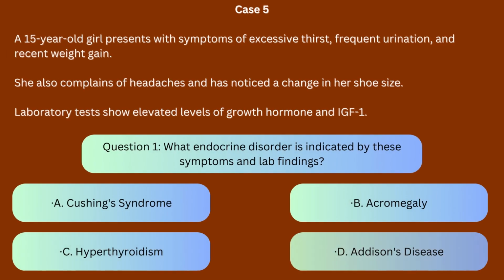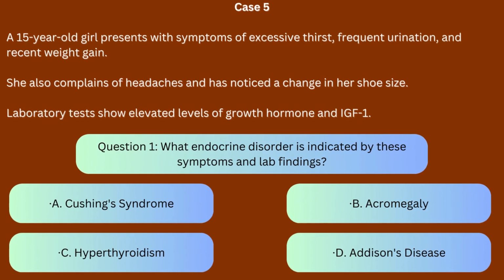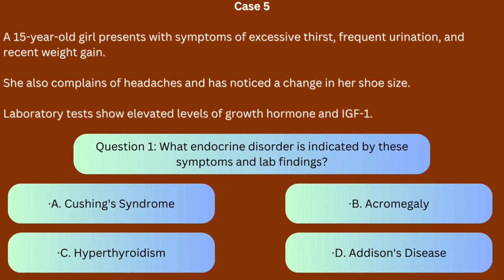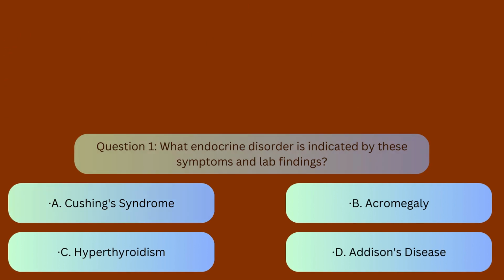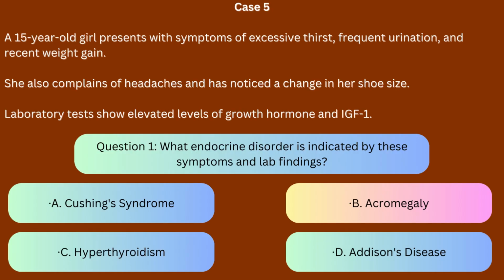Question number 1. What endocrine disorder is indicated by these symptoms and lab findings? A. Cushing syndrome. B. Acromegaly. C. Hyperthyroidism. D. Addison's disease. The correct answer is B. Acromegaly. The symptoms of increased thirst, frequent urination, weight gain, headaches, and increased shoe size, along with elevated levels of growth hormone and IGF-1, suggest acromegaly. This condition is caused by excessive production of growth hormone, often due to pituitary adenoma.